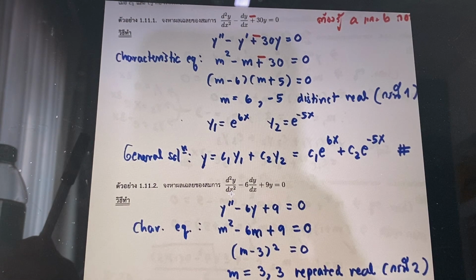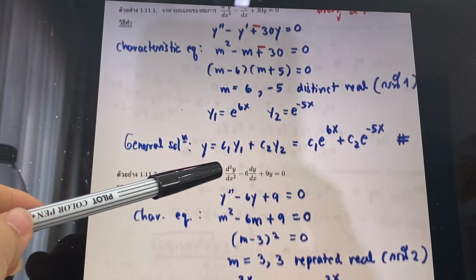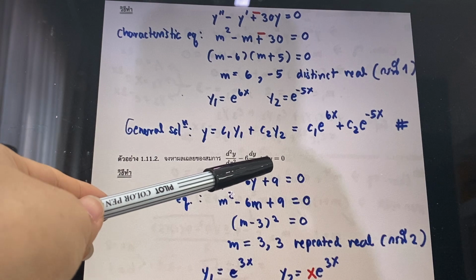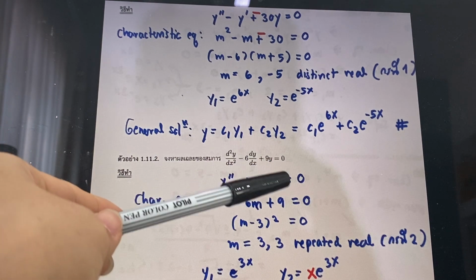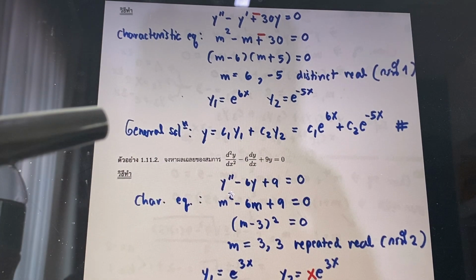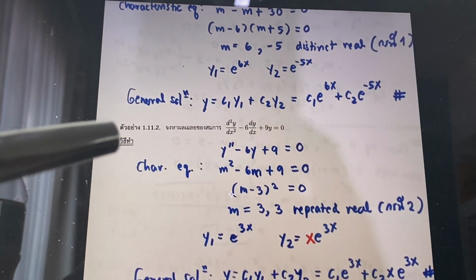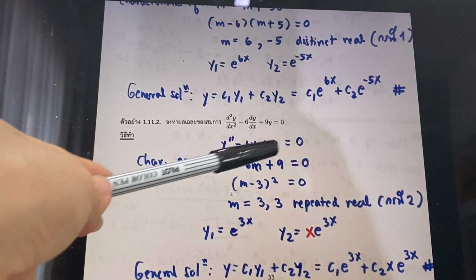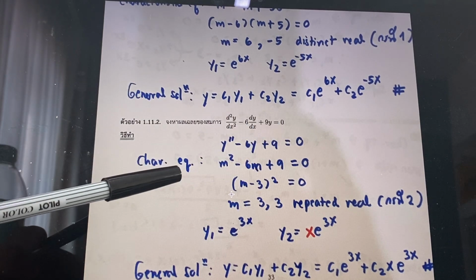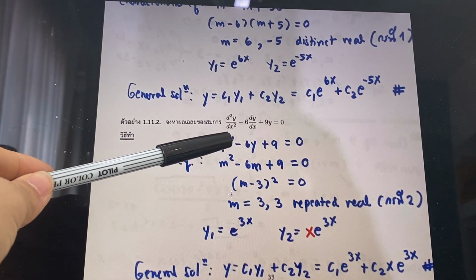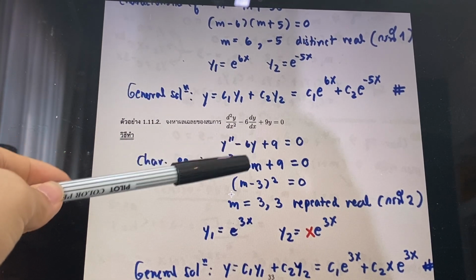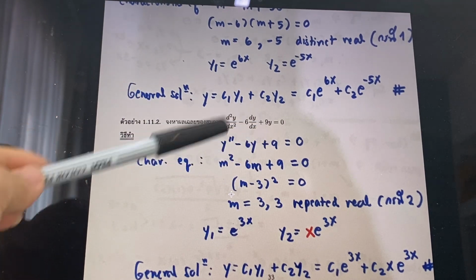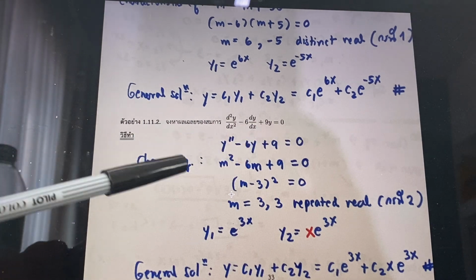Okay, one more example on this page. Now I give you second derivative of y with respect to x minus 6 dy by dx plus 9y is equal to 0. Okay, you see that? So we have y double prime minus 6y prime plus 9y is equal to 0. Characteristic equation, you get 1 m squared minus 6m. Oops, sorry, I'm missing the prime. We should have the prime here. Plus 9 is equal to 0.